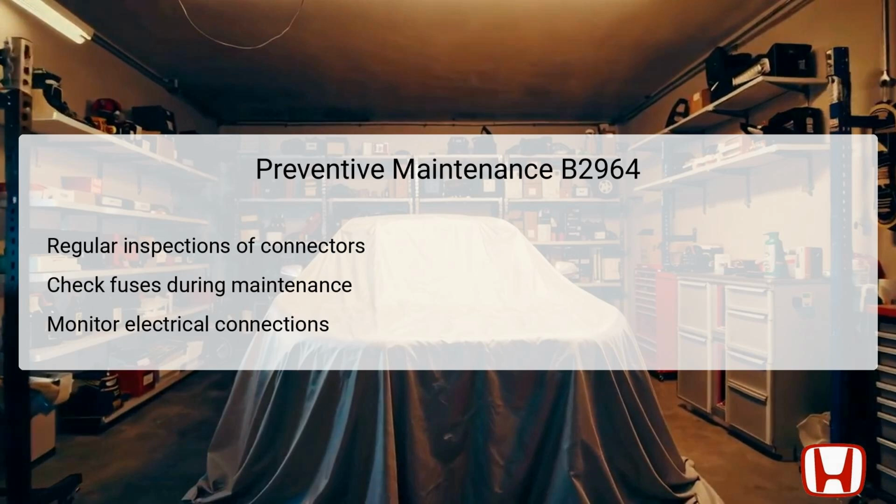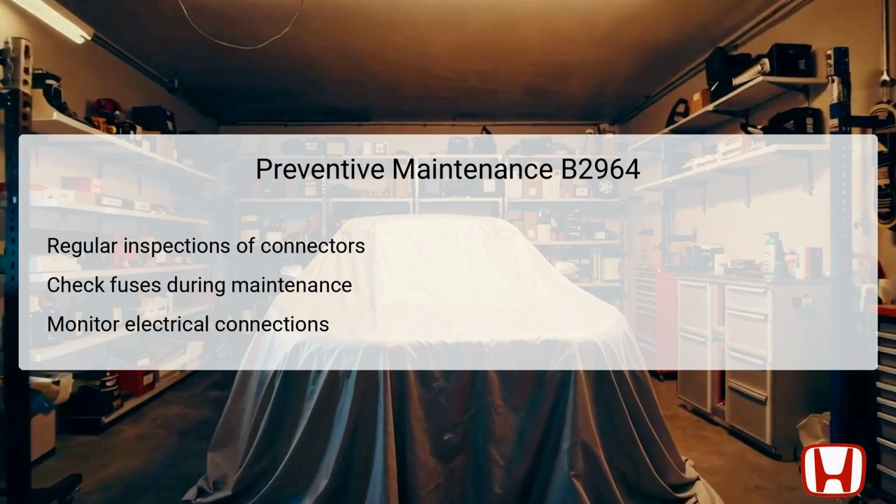Preventive maintenance acts as an essential aspect of vehicle upkeep, particularly concerning the climate control system affecting DTC B2964. Regularly inspecting the connectors of the climate control unit and front panel can help identify potential issues before they escalate into major failures. It is wise to check fuses during routine maintenance to ensure they remain intact and are functioning effectively. Additionally, monitor the electrical connections for signs of wear, corrosion, or damage.